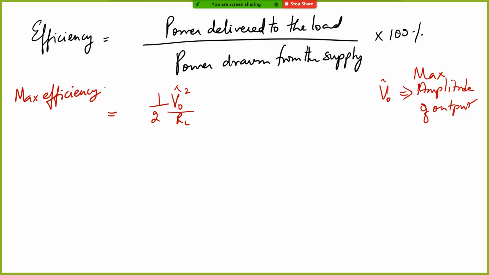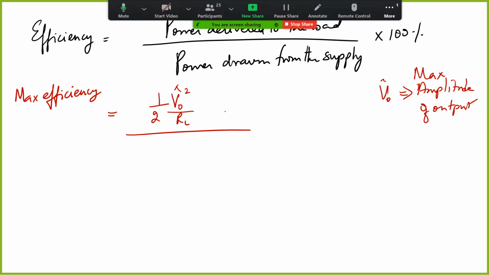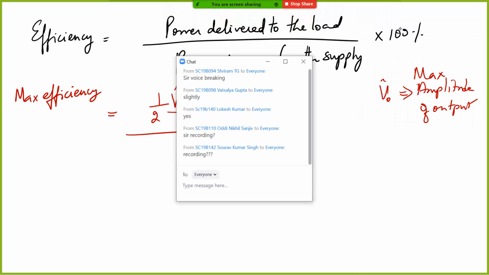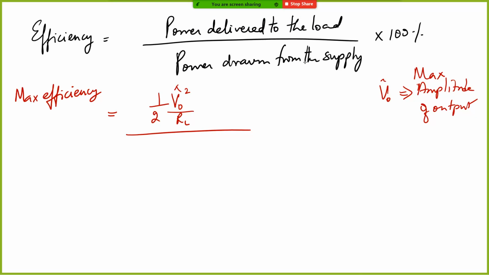For that we are going to the condition where you have the maximum power delivered to the load, and let's see what is the power drawn from the supply. Now if you look at this, the numerator you have written here, right? Yeah, I am recording. V naught squared by 2 RL, where V naught is the max amplitude of the output, and V naught hat can be written as approximately VCC. Correct? What is the power drawn from the supply?